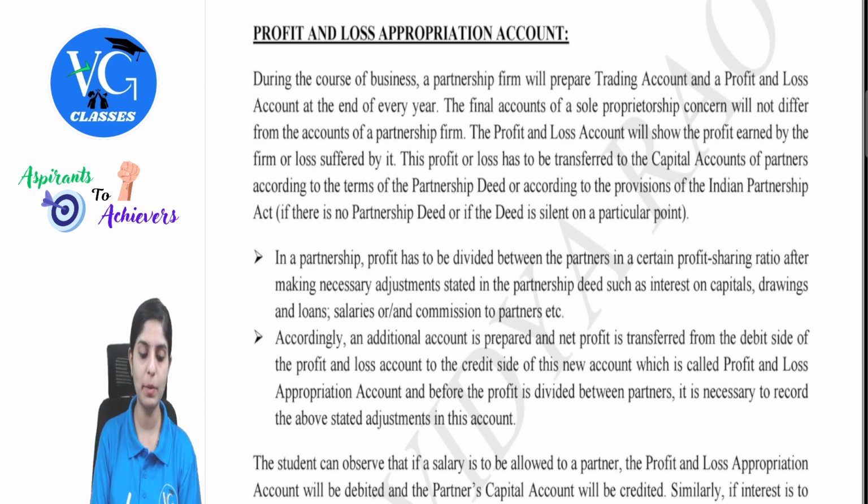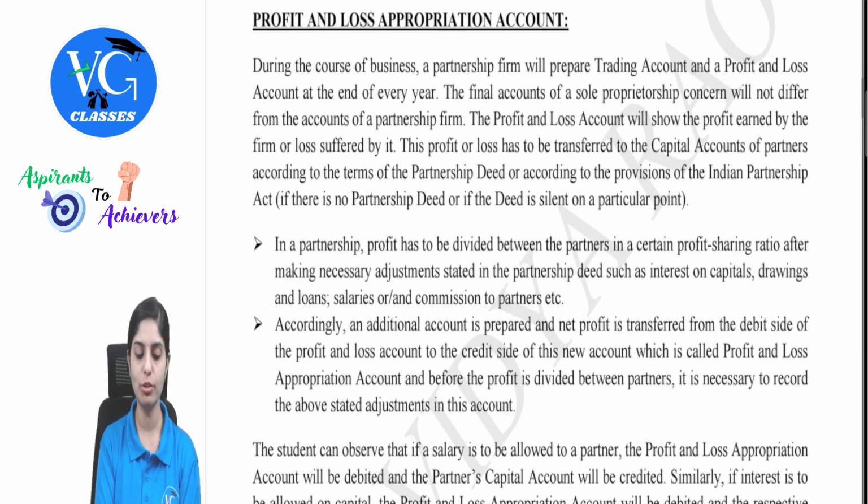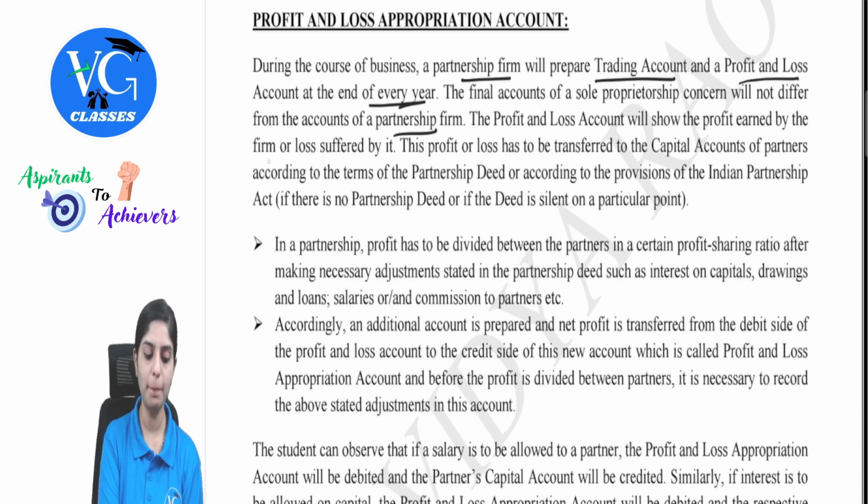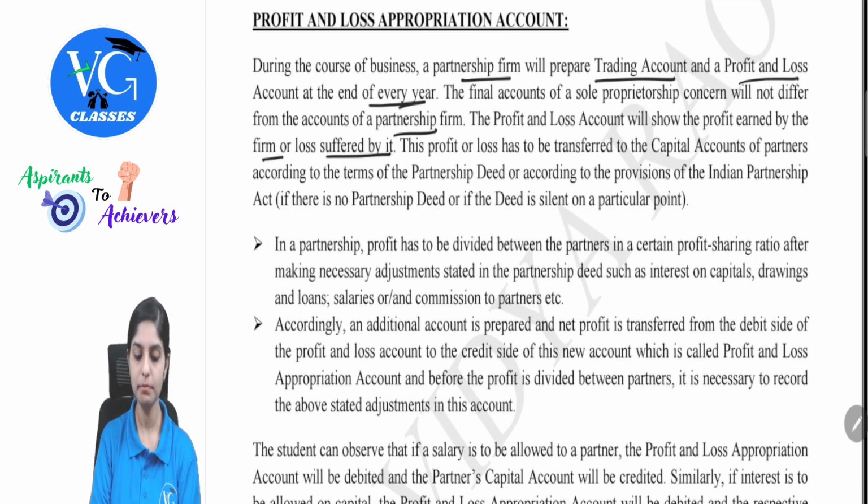So what needs to be understood here? See, during the course of business, a partnership firm will prepare trading and P&L at the end of every year. The final accounts of a sole proprietorship will not differ from the accounts of a partnership firm. That's what I mentioned to you. The profit and loss account will show the profit earned by the firm or loss suffered by it. This profit or loss has to be transferred to the capital accounts of partners according to the terms of the partnership deed. Why the terms of the partnership deed? Because there we will understand their profit sharing proportion.